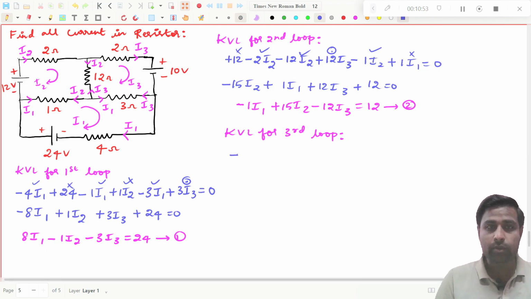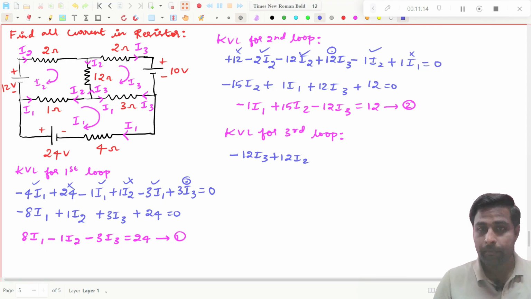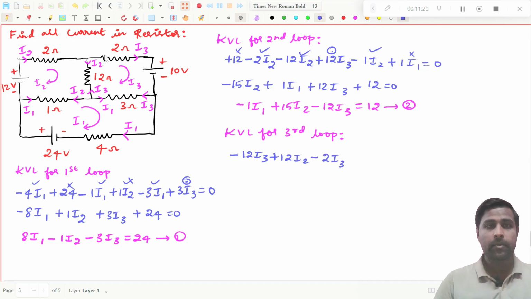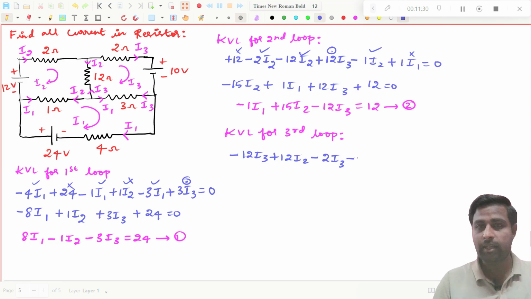Obviously, I have to put minus 12 into I3, and you see I2 is opposite to me. I'm going in this direction, but I2 is coming opposite to me. So I have to put plus 12 into I2. Then I'm going in this way. I3 is in the same direction, so I have to put minus 2 into I3. Then I am coming in this direction, so I have to travel from plus to minus in the voltage. So obviously you have to put minus 10 here, right?